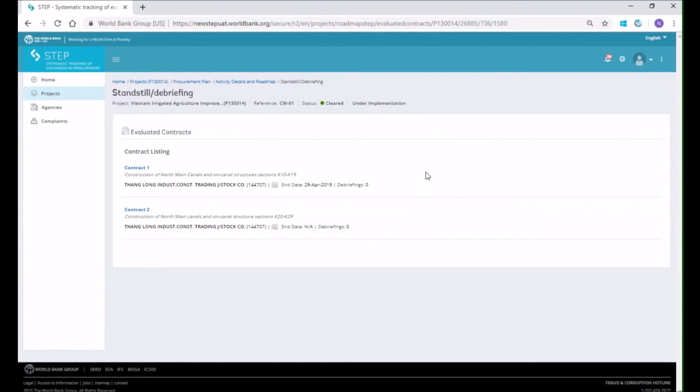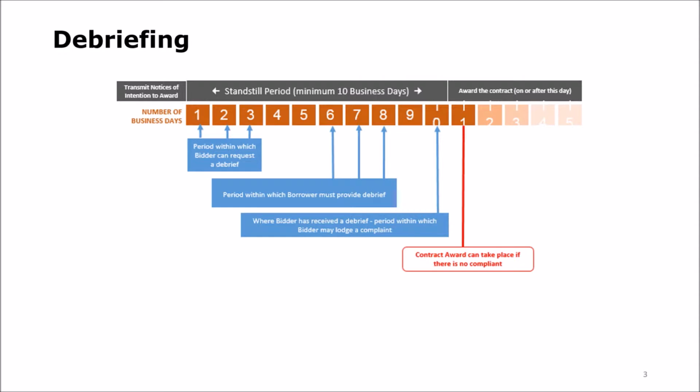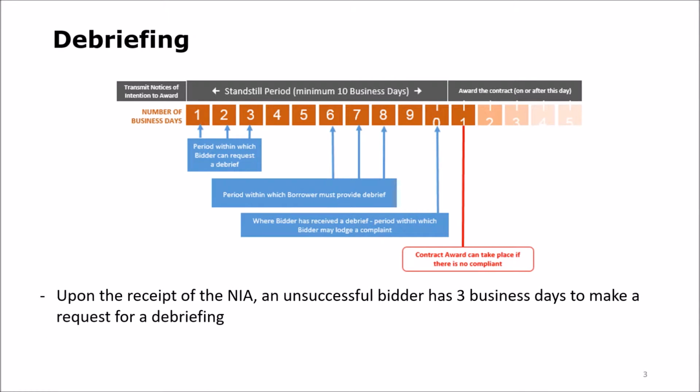Then, the system temporarily blocks the next step of the activity until that date. Debriefing. The diagram on the screen briefs you the instruction on debriefing by the borrower. Upon the receipt of the notification of intention to award, an unsuccessful bidder has 3 business days to make a written request to the implementing agency for a debriefing.